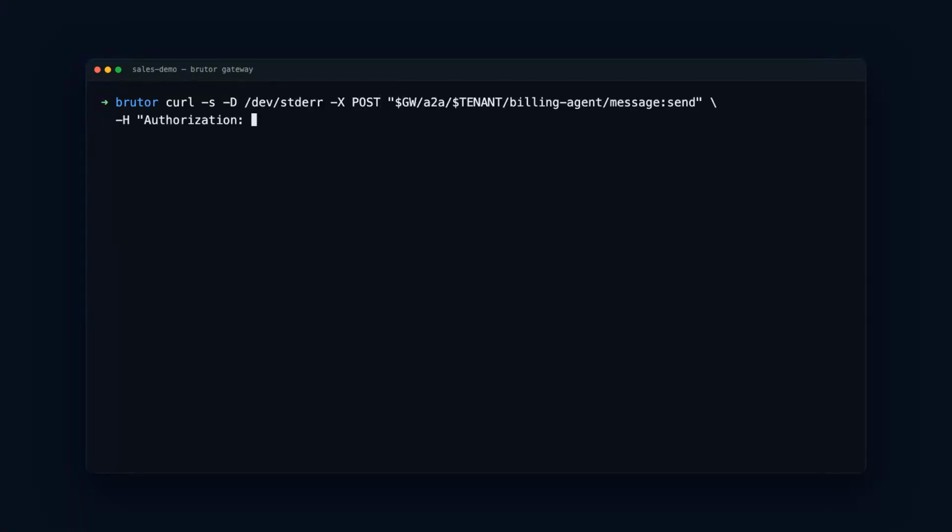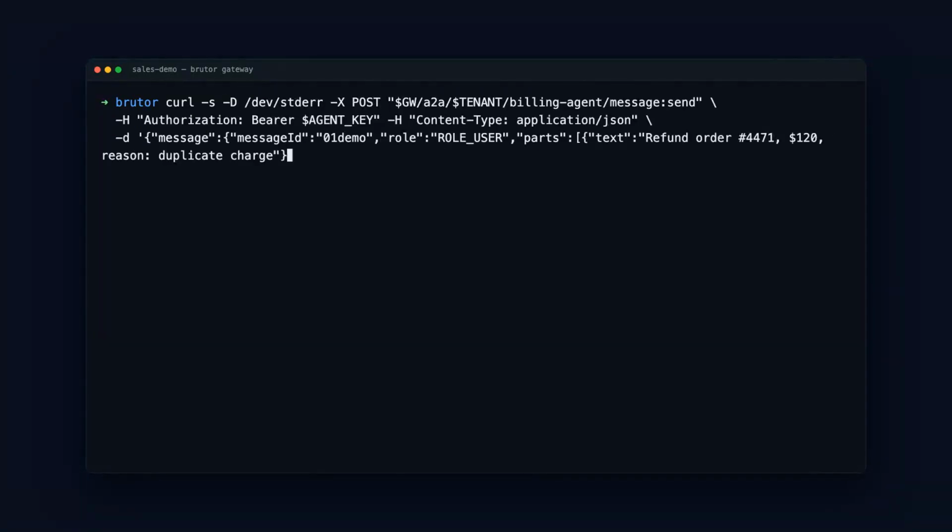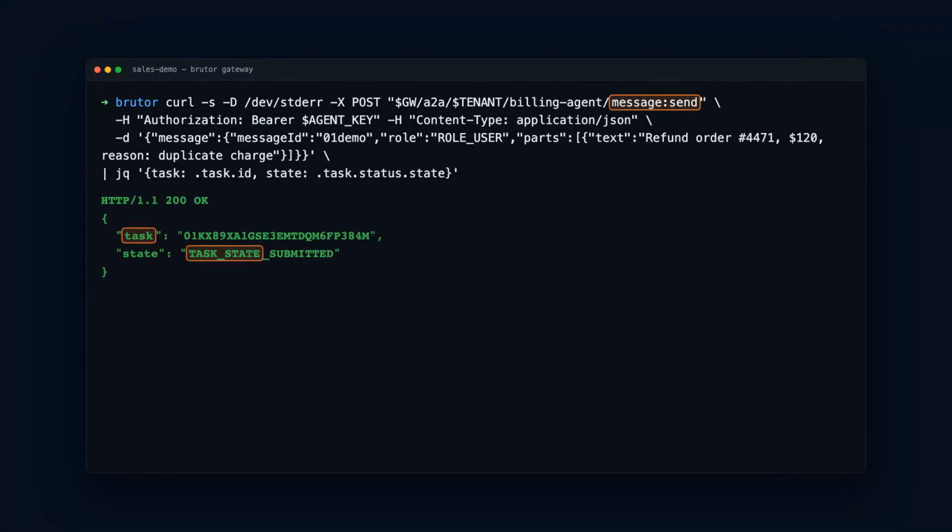A spec-conformant A2A call. The Revenue Copilot system sends the billing agent a refund request through the gateway. The gateway authenticated the caller, confirmed the system is bound to this card, ran the message through inbound guardrails, dispatched to the agent, and the task comes back, submitted, with its ID and context. Every downstream hop from here carries a signed delegation chain.